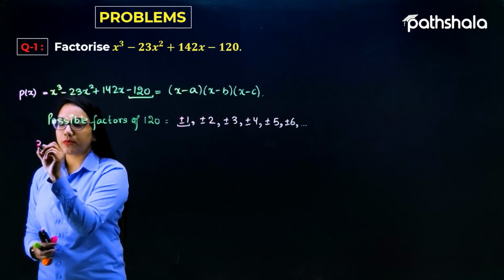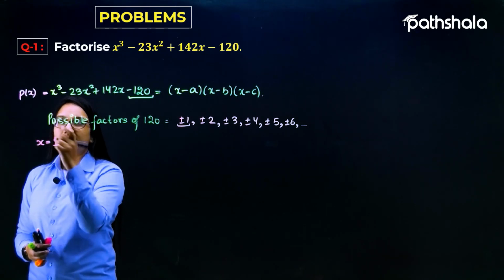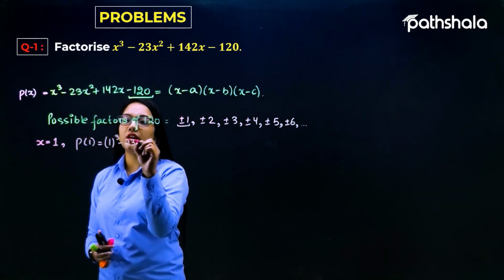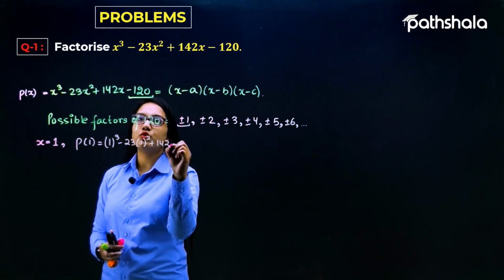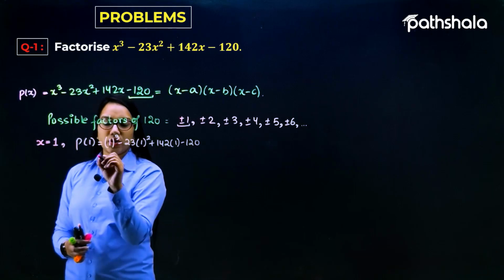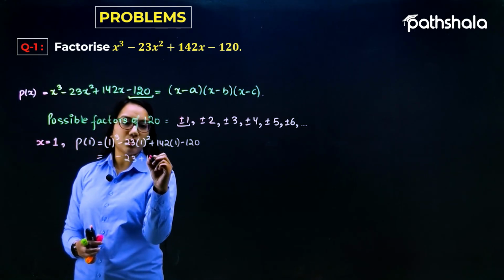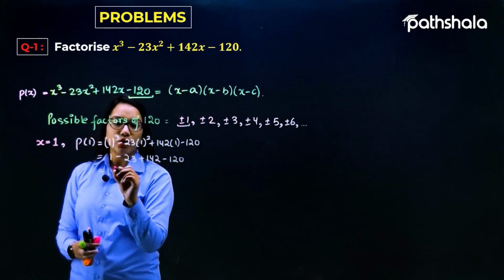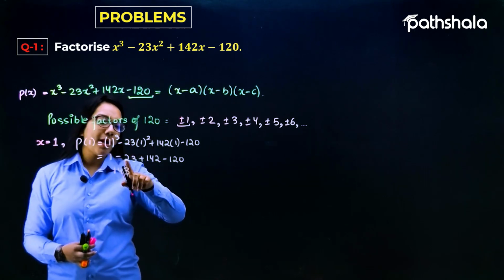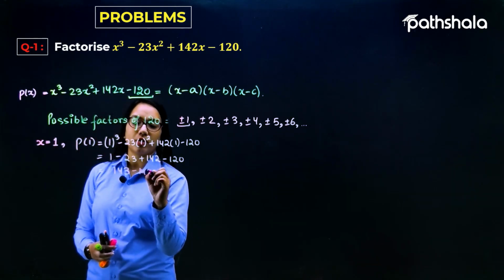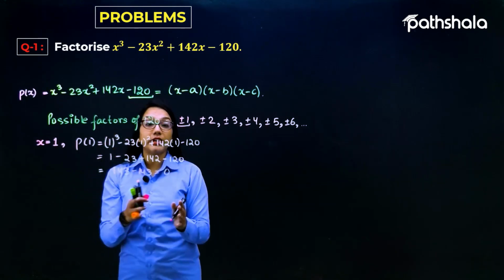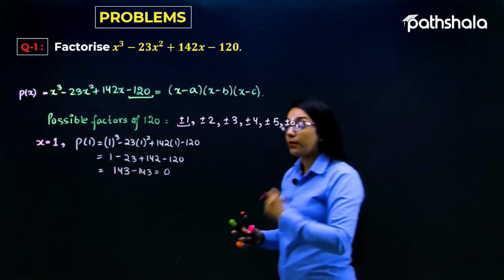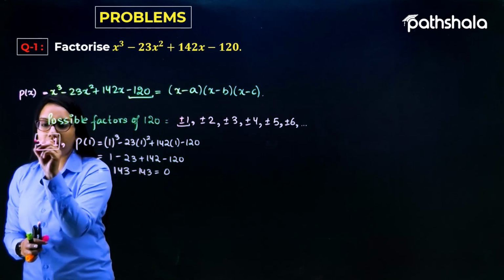Let us substitute x equal to plus 1 in this polynomial. So p of 1 is 1 whole cube minus 23 times 1 whole square plus 142 times 1 minus 120. Now let's solve it. It is 1 minus 23 plus 142 minus 120. Adding the terms with the same sign, 1 plus 142 is 143, and minus 23 minus 120 is minus 143. So this is equal to 0. If it is 0, by the factor theorem, we can say that x equal to 1 is a factor of this polynomial.